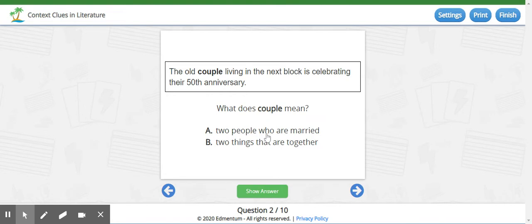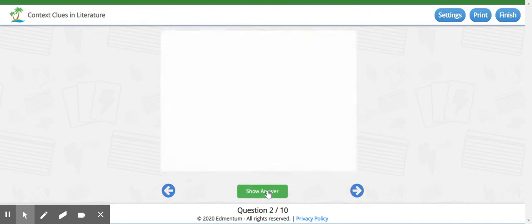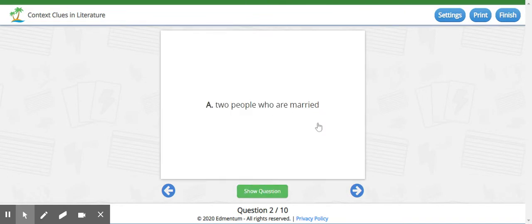So let's see what the word couple means. A, the two people who are married. B, two things that are together. I noticed the major difference between A and B. A says people, B says things. So let me go back to the text. The old couple living in the next block is celebrating their 50th anniversary, so it must be people. Two people who are married, correct.